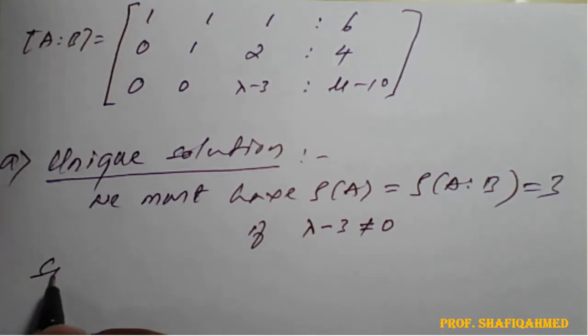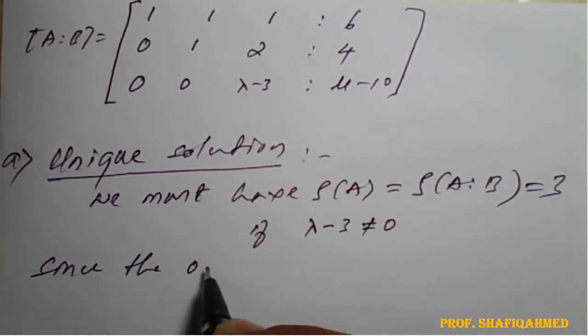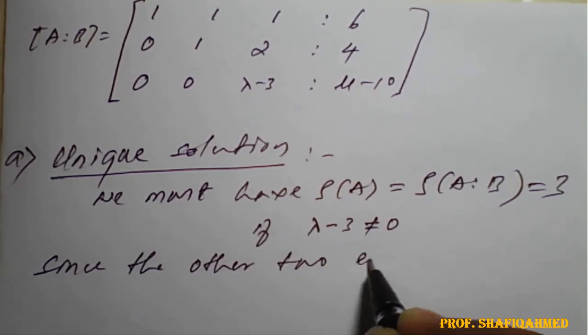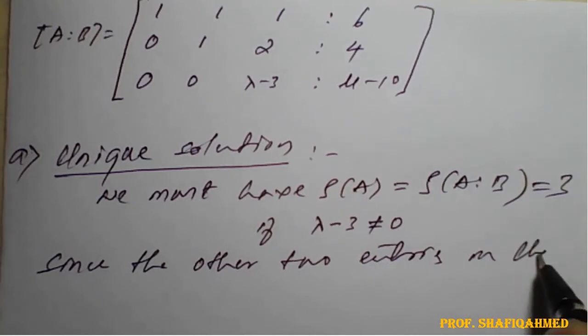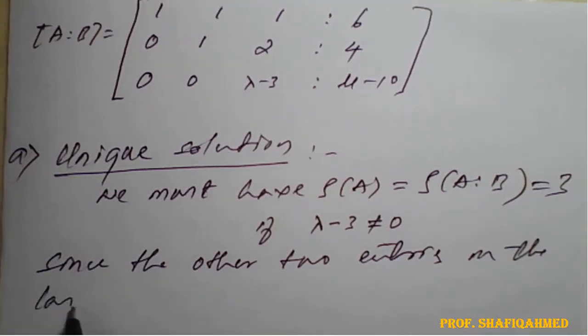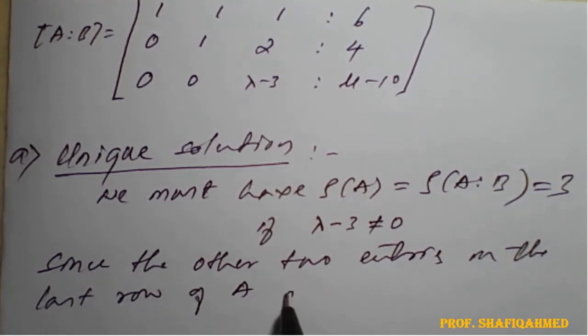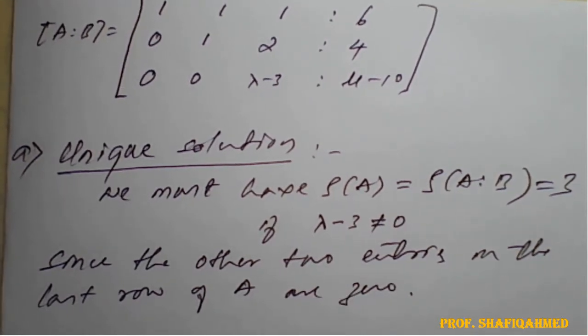Since the other two entries in the last row of A are 0, this is the case here.